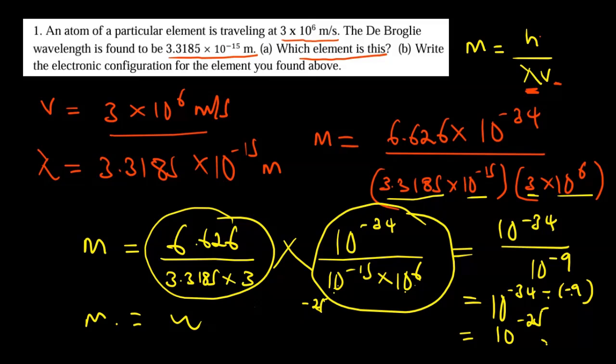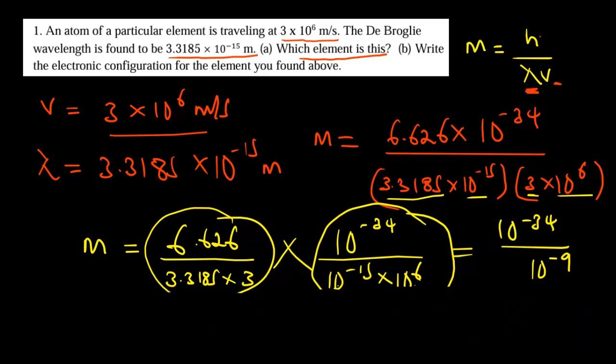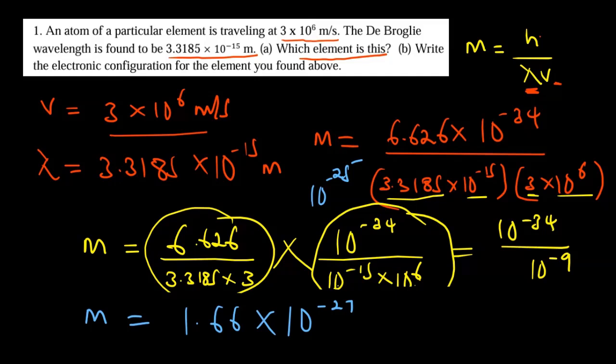If I punch this onto my calculator and combine it with the 10 to the power minus 25 we found, I'm simply getting 1.66 times 10 to the power minus 27. The mass that comes out from this formula is always in kg, so the mass is in kg here.